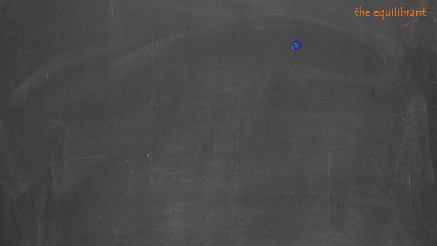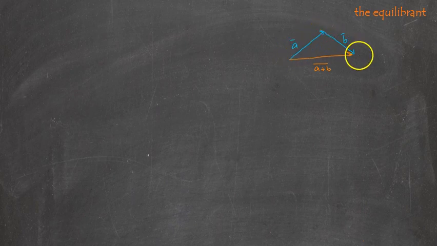So given a vector A and a vector B, we can say that the resultant vector is the vector A plus B. So the effect of adding a vector to another vector results in a vector that is the sum of the two vectors. Easy enough.